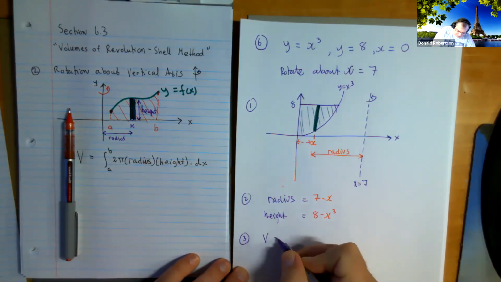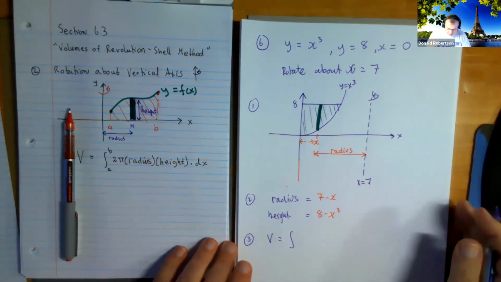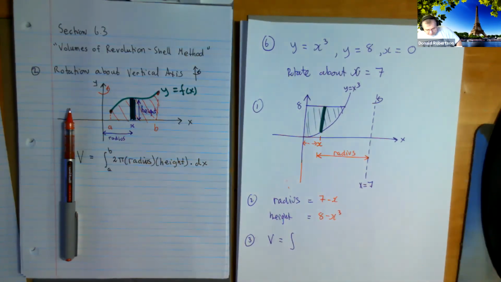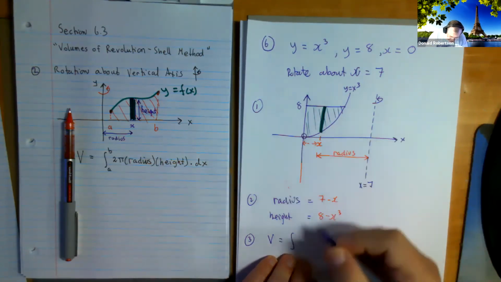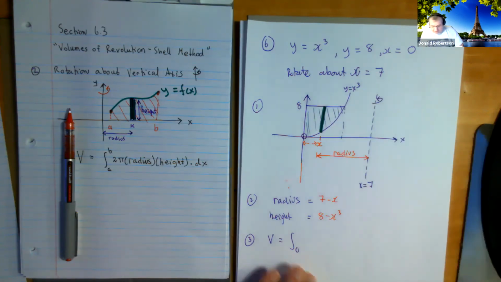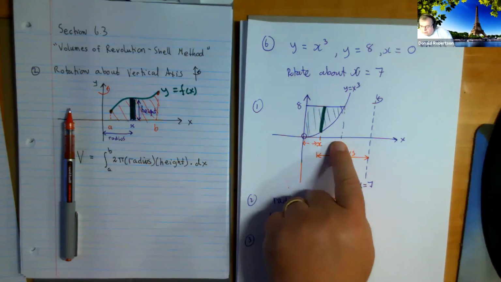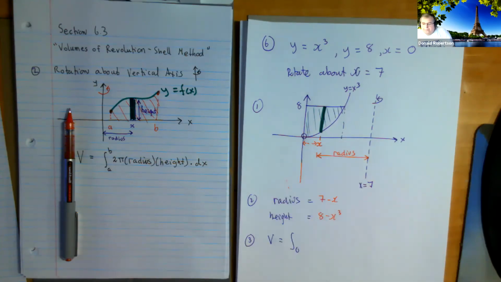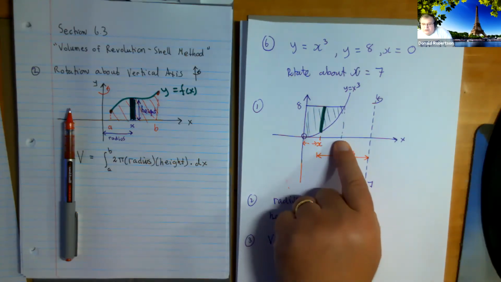And step 3, well, the volume is the integral, well, we need to do a start and a finish. Well, I know the x value at the start is 0. Won't I need to know the final x value here, right? From 0 to that number. What is that x value here?